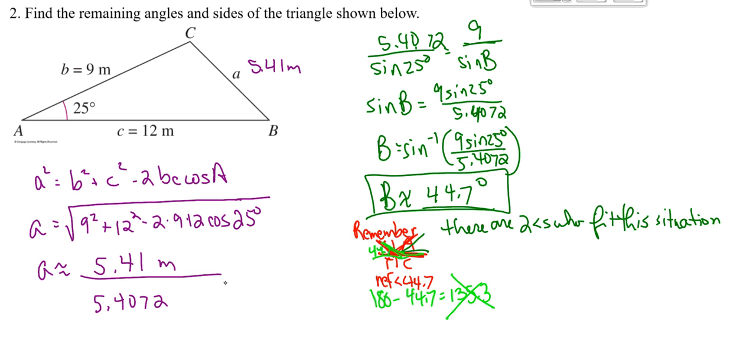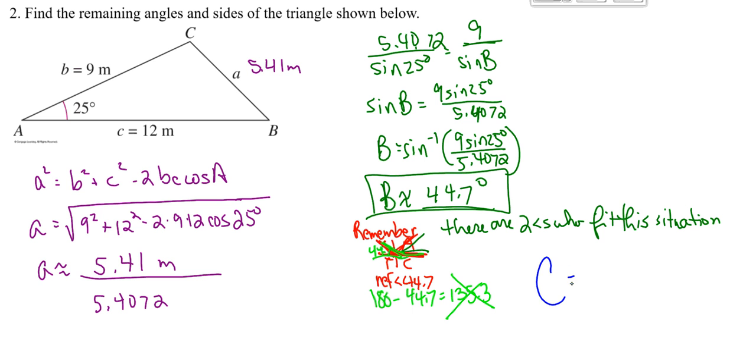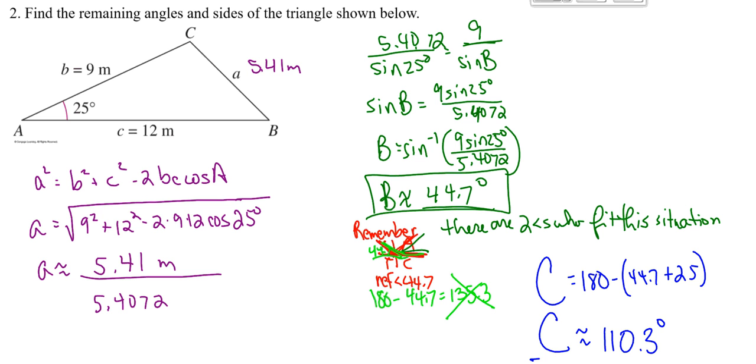And so then we can find the measure of angle C. And let me see, capital C will be then 180 minus 44.7 plus 25. And so capital C is approximately 110.3 degrees. And so there's all of our parts that we had to find.